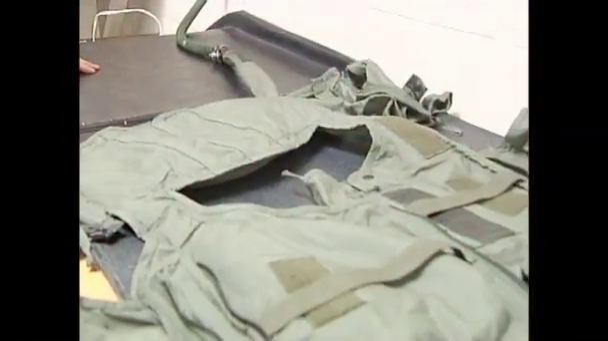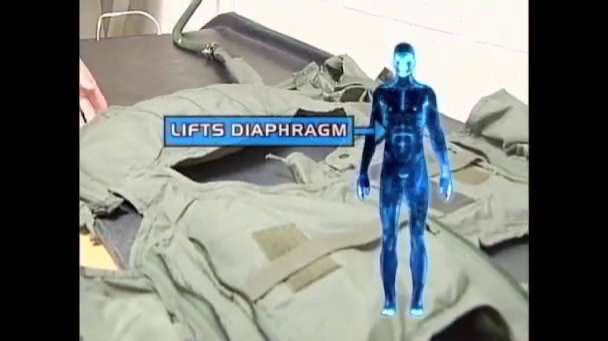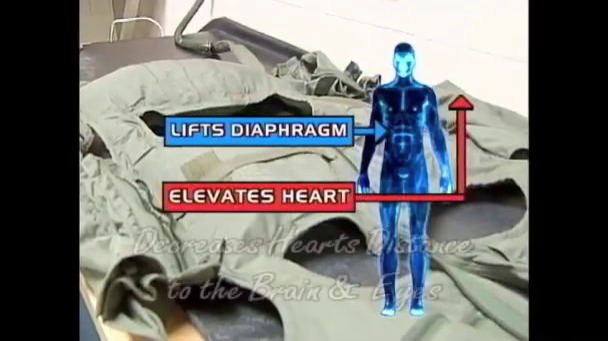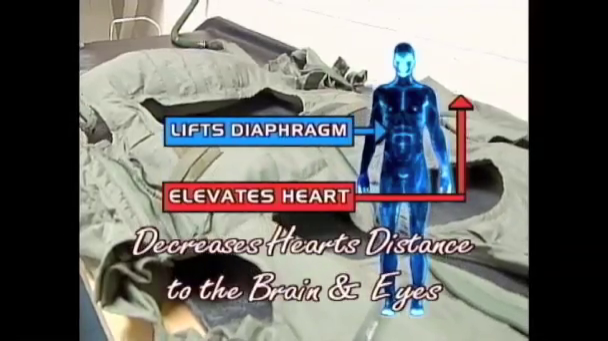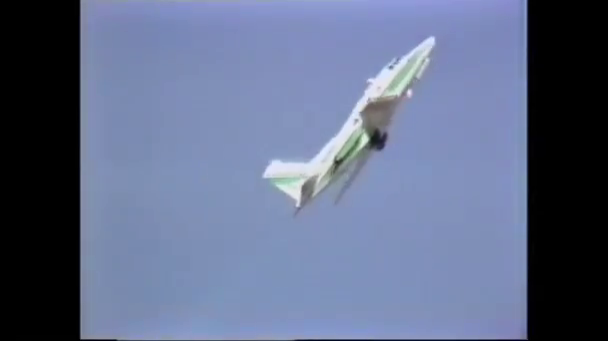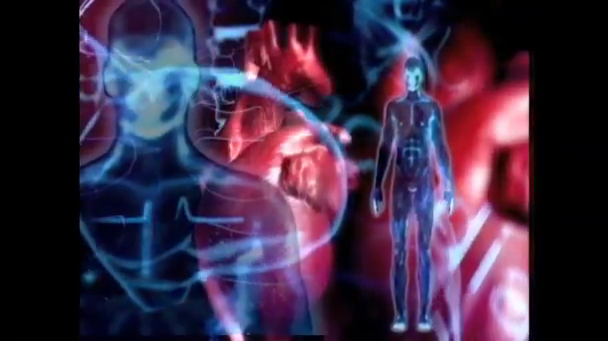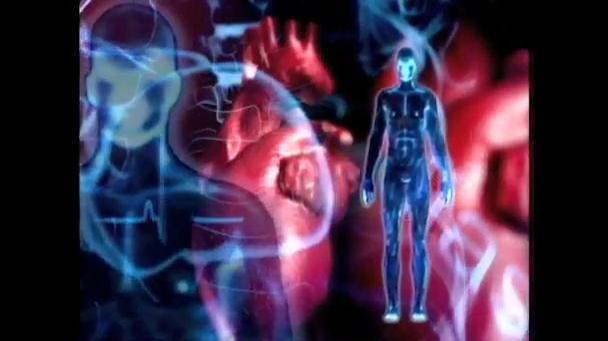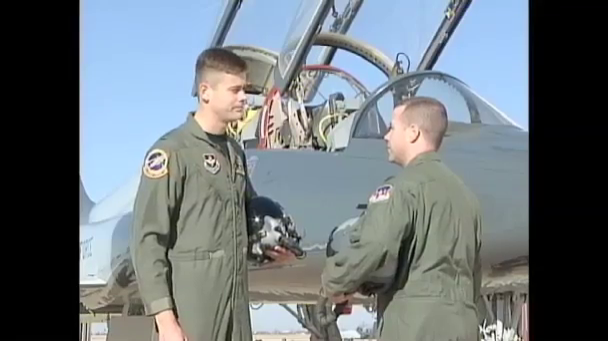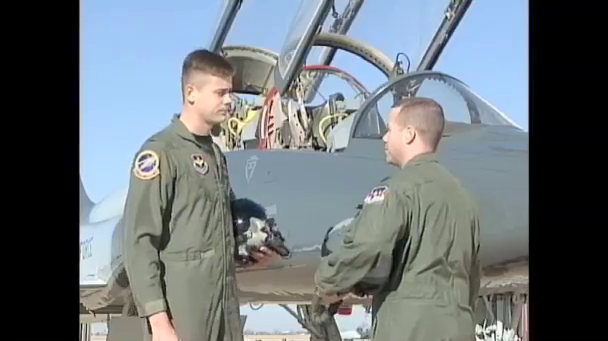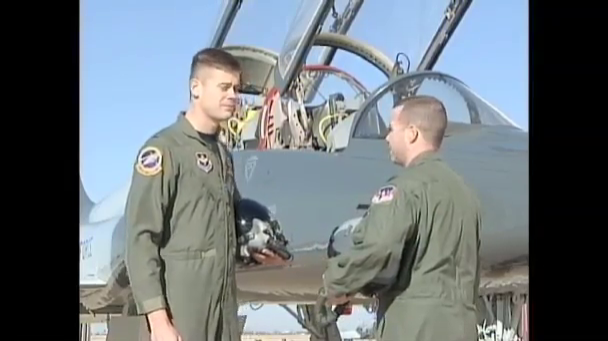When the air bladder over the stomach is inflated, it also helps lift the diaphragm, which in turn elevates the heart and decreases its distance to the brain and eyes. An important point to remember is that the closer the heart is to the brain, the less the heart has to work to keep blood pumping to the brain. This explains why short-statured pilots have greater tolerance to positive vertical G forces than taller pilots.